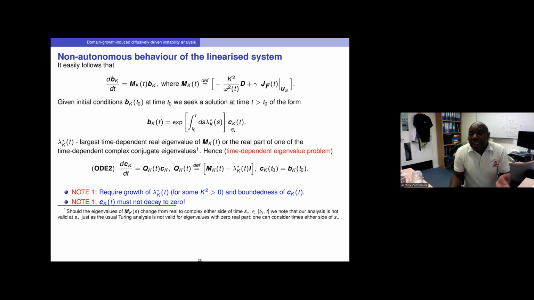Now, we have c k of t here. It's important that we want c k of t to be well behaved, otherwise these solutions don't exist. So c k of t must be bounded. It should also be bounded from below by 0. It should not decay to 0. And I'll illustrate that. What else shall I say?